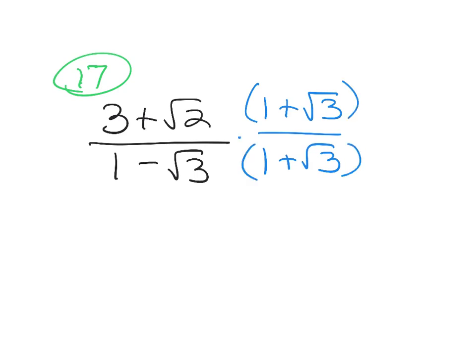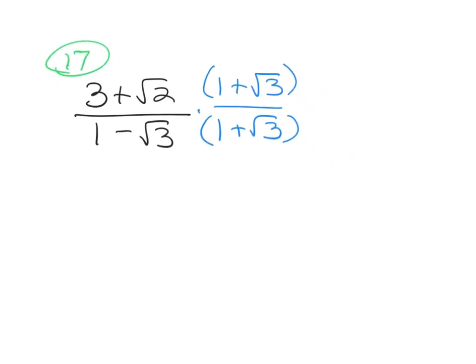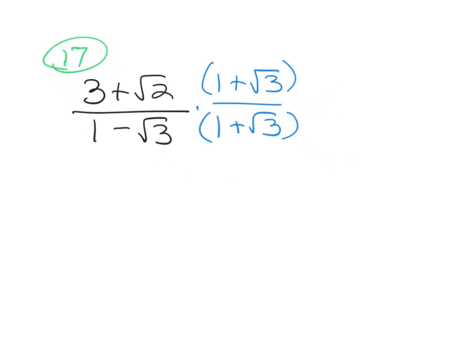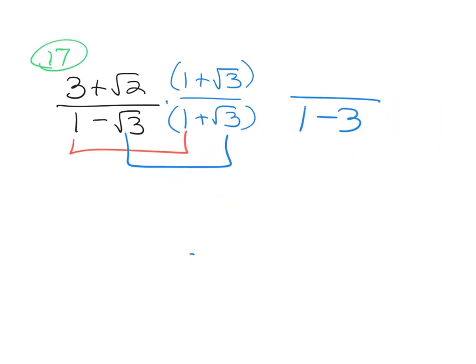I now need to do 2 FOIL problems. I need to FOIL the top and the bottom. Now remember, for the denominator, all you need to do is first and last. The outer and the inner in the denominator are going to cancel. So for my denominator, I'm going to get 1 minus 3. So my denominator is going to be a negative 2.